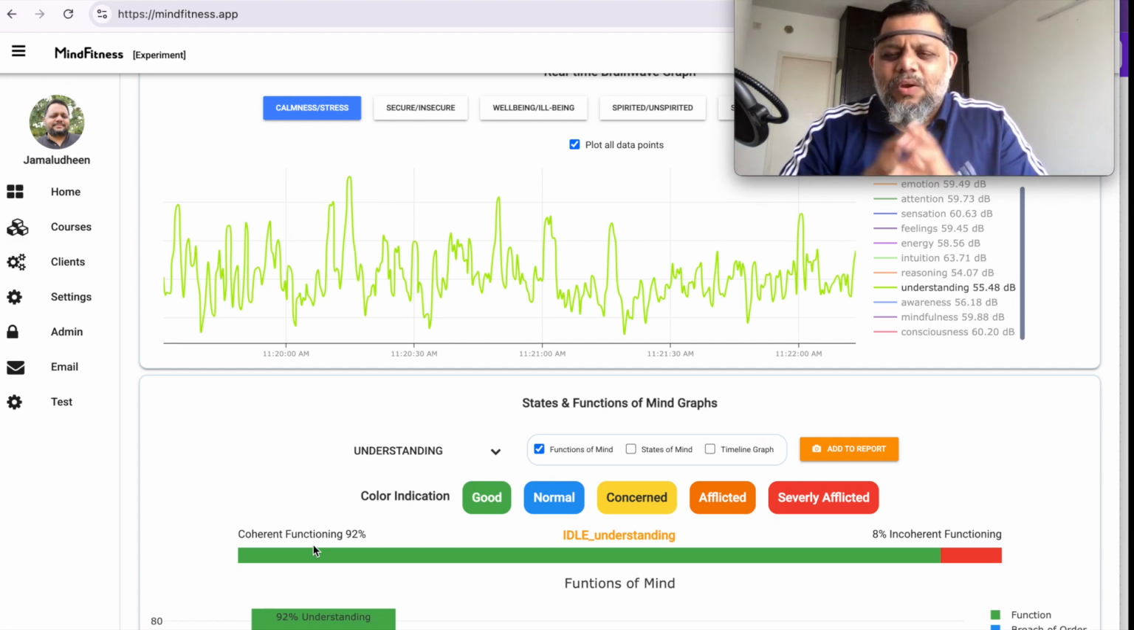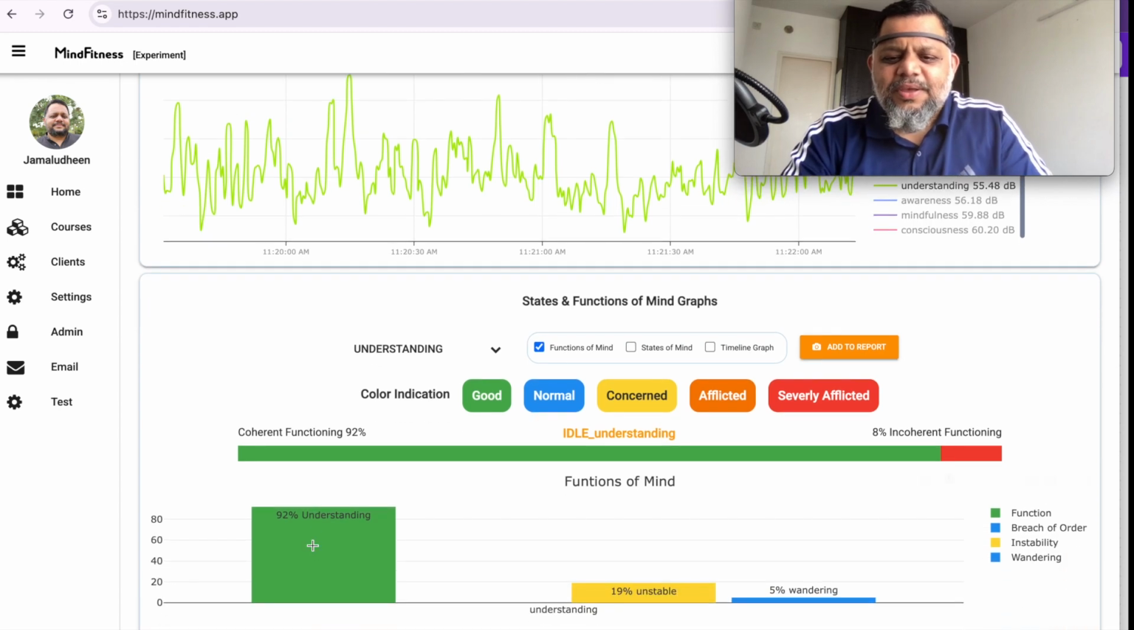So the Mind Fitness system has an algorithm which detects the wandering of the frequency band associated with understanding, and by looking into what percentage of wandering there is during this particular session, we can identify the clarity of understanding. So in this session there was only 5 percent wandering. That is a very normal condition.